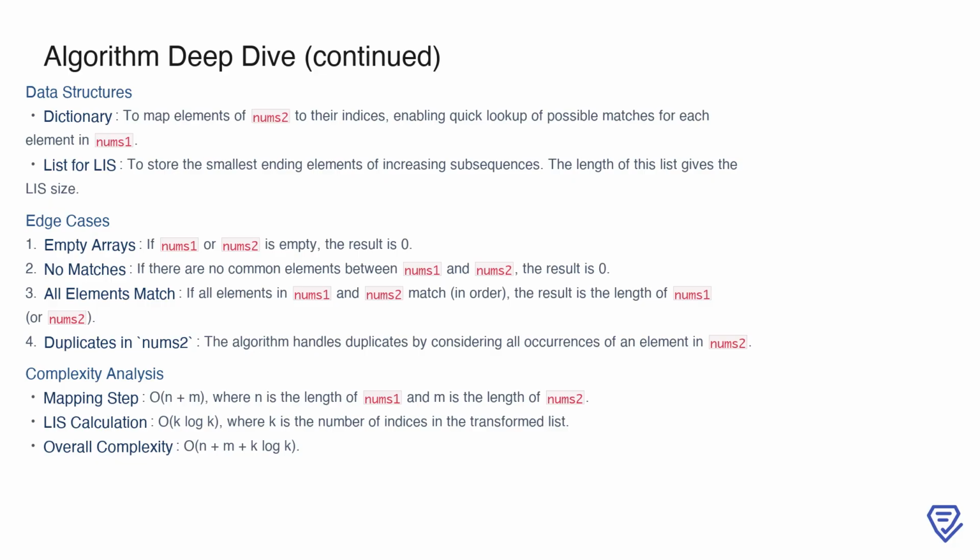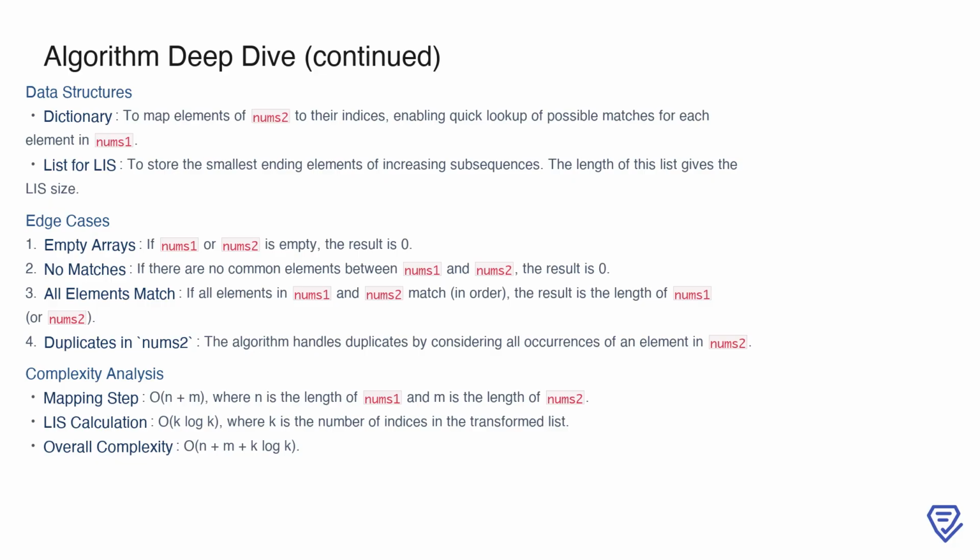On the other hand, if all elements match in order, the result is simply the length of nums1 or nums2. The algorithm also accounts for duplicates in nums2 by considering all occurrences of a value during the mapping step. In terms of complexity, the mapping step takes O(n + m), where n and m are the lengths of nums1 and nums2, respectively.